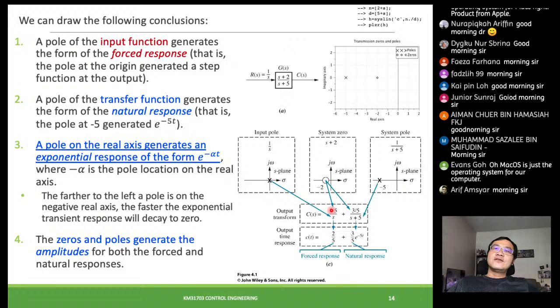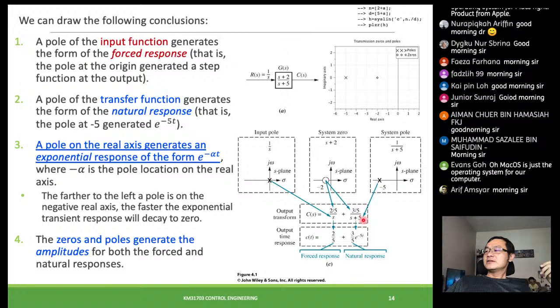So this input pole will correspond to this 1 over s, or a constant over s. Whereas this pole, you will get this value. And these fractions, when we convert them back to the time response, will correspond to these exponential terms. This is s plus 5, so you will get e to the -5t. So that immediately tells us this part.